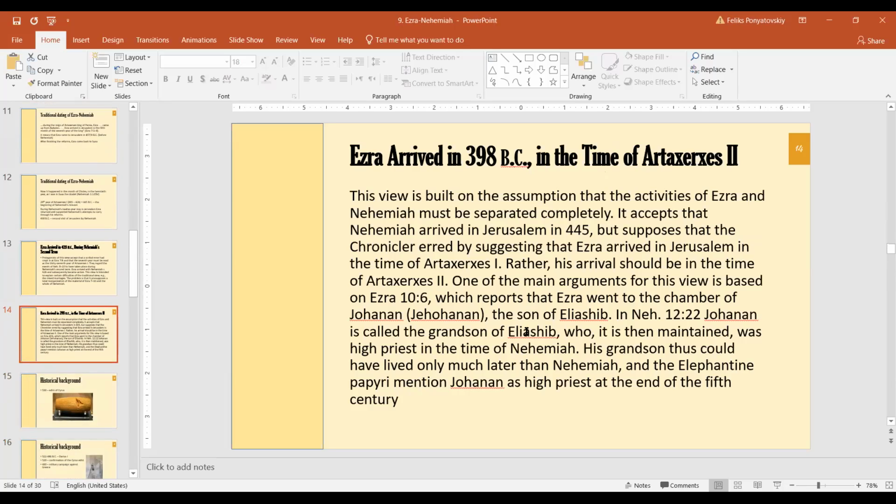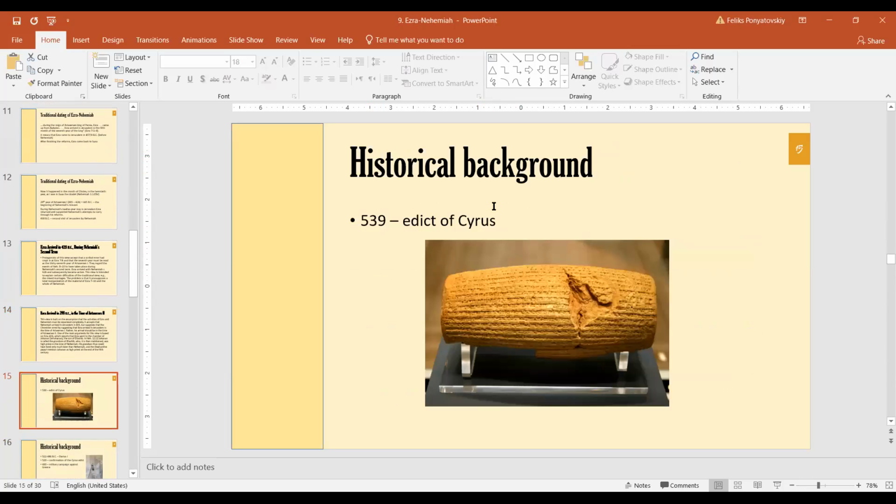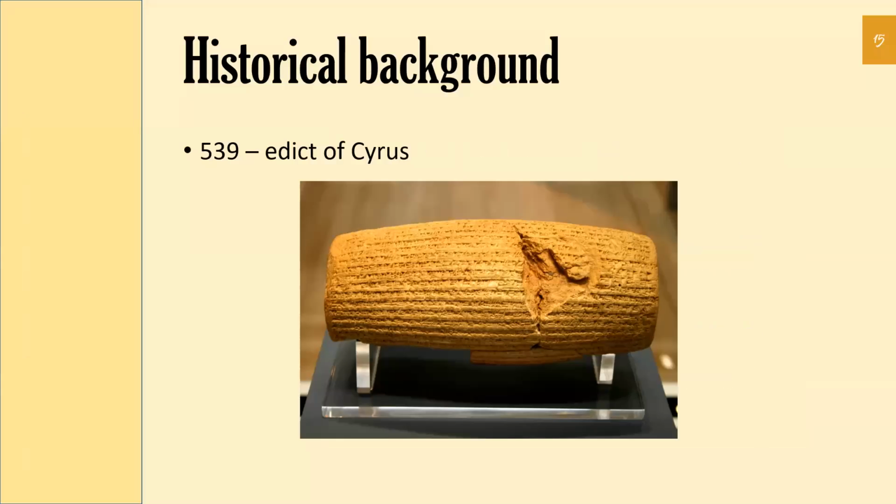And we see some of them wanted to say that Ezra arrived in the time of Artaxerxes II, not Artaxerxes I. So this is a very radical position. It has some arguments to support it, but in fact, they are not very convincing. Now, let us discuss a little bit, and it is more interesting, the historical background of the situation.